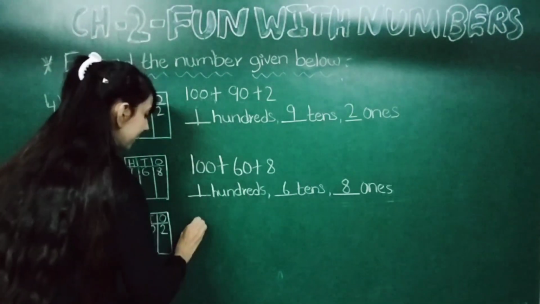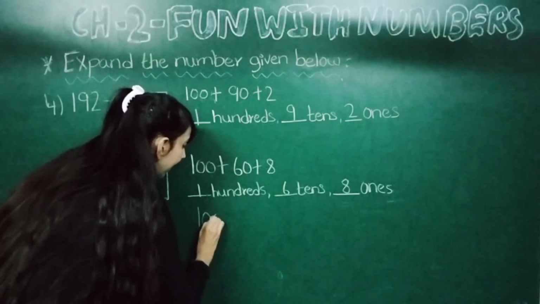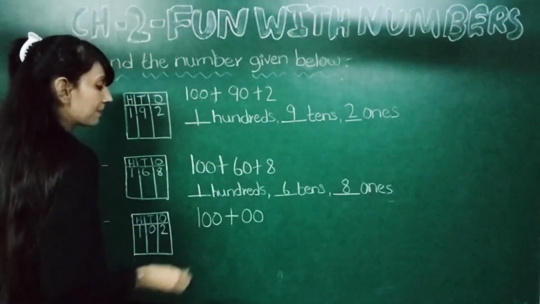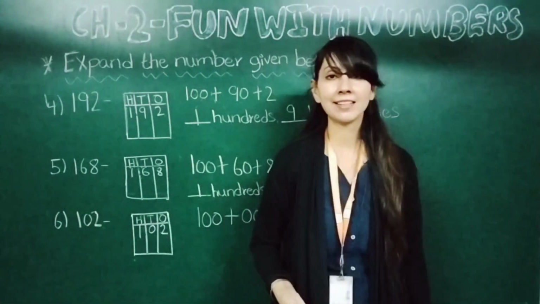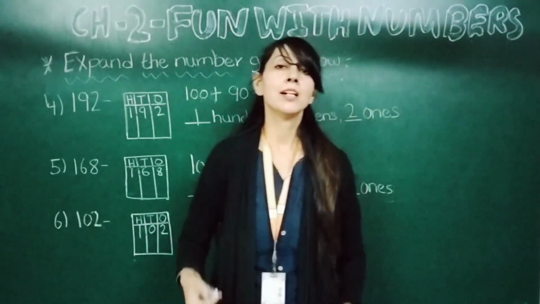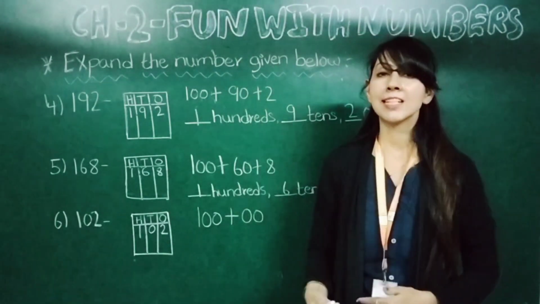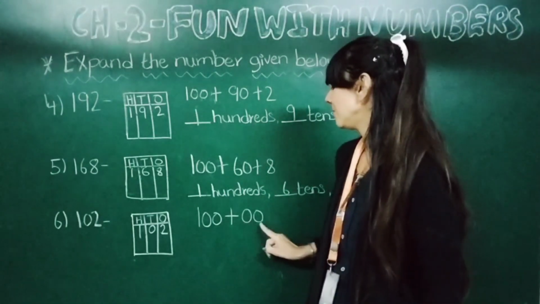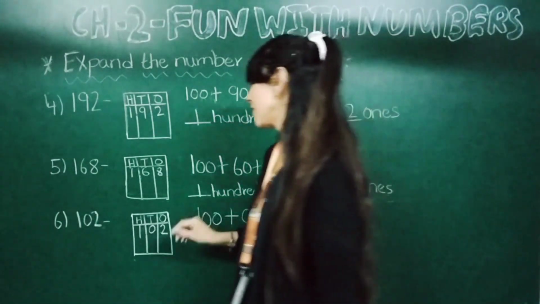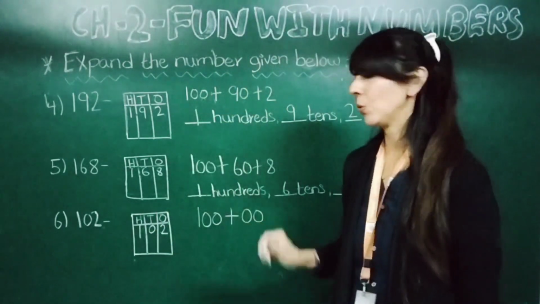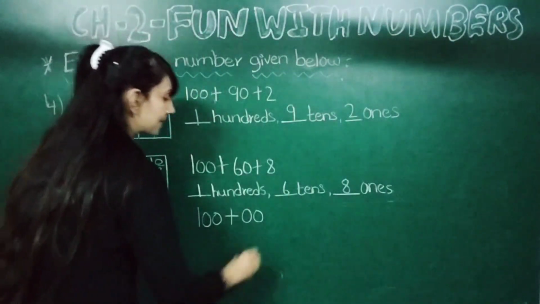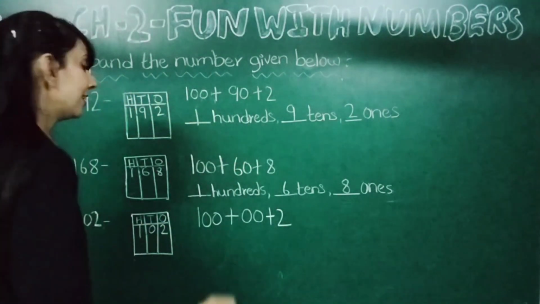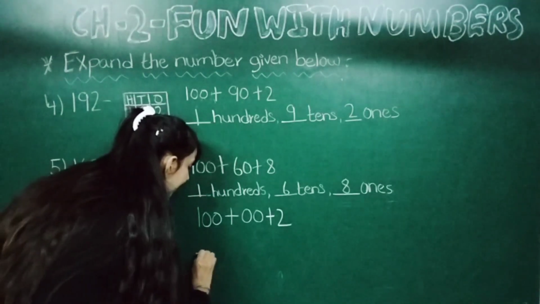Okay. Now let's see. So 100 plus we will write double 0. Why 2 zeros? Because 0 tens. It is there. Yes. 0 only. Yes. So here it will come 2 zeros. Okay. As we see in the tens place. So now this 2 you can see. So here we will write plus 2. Understood?